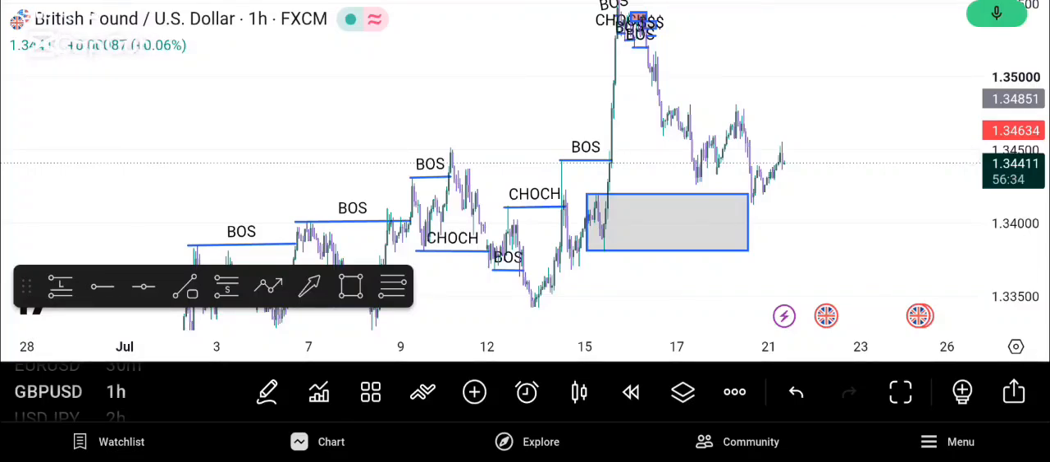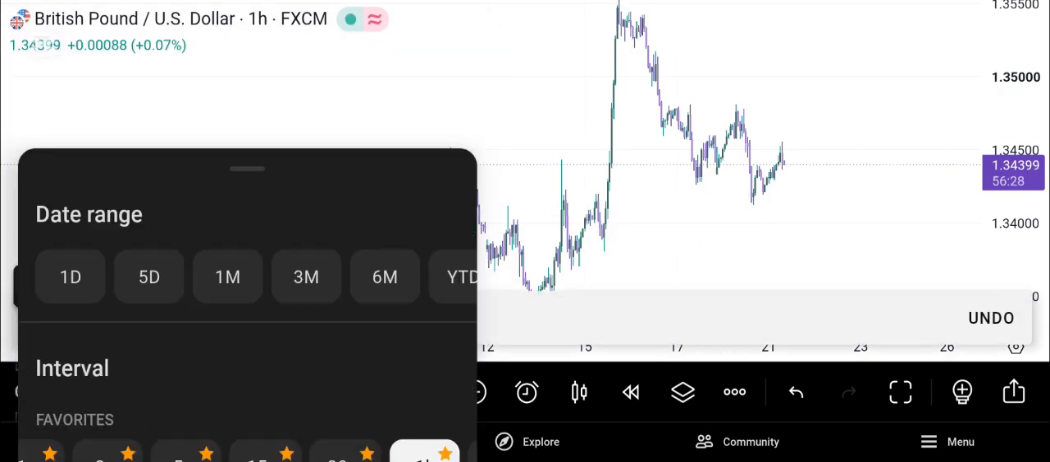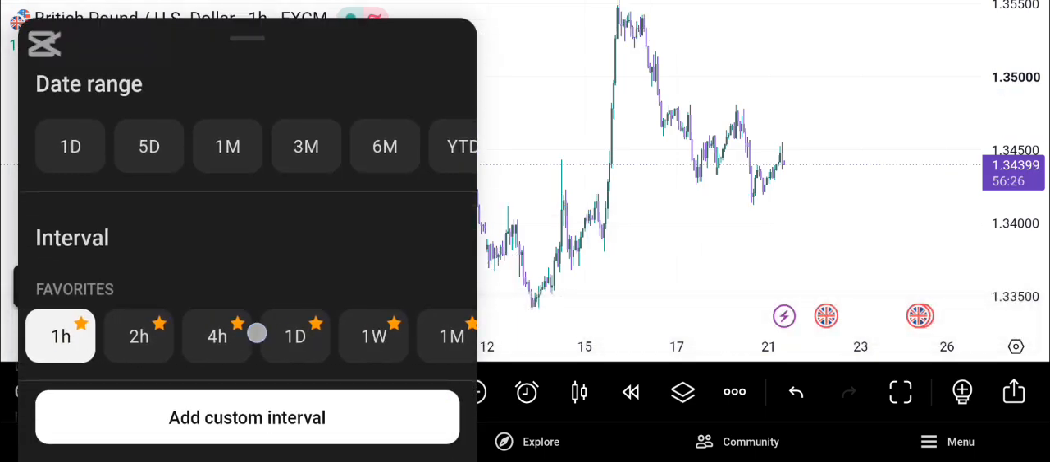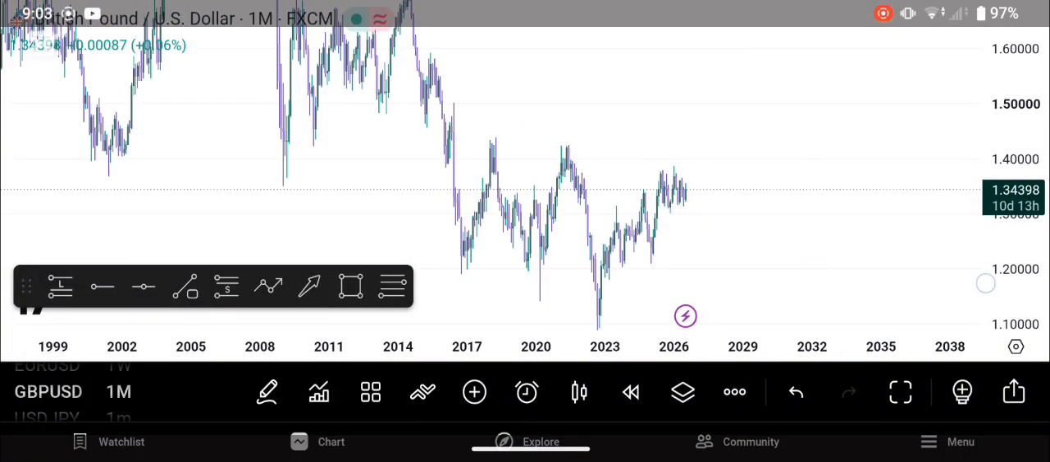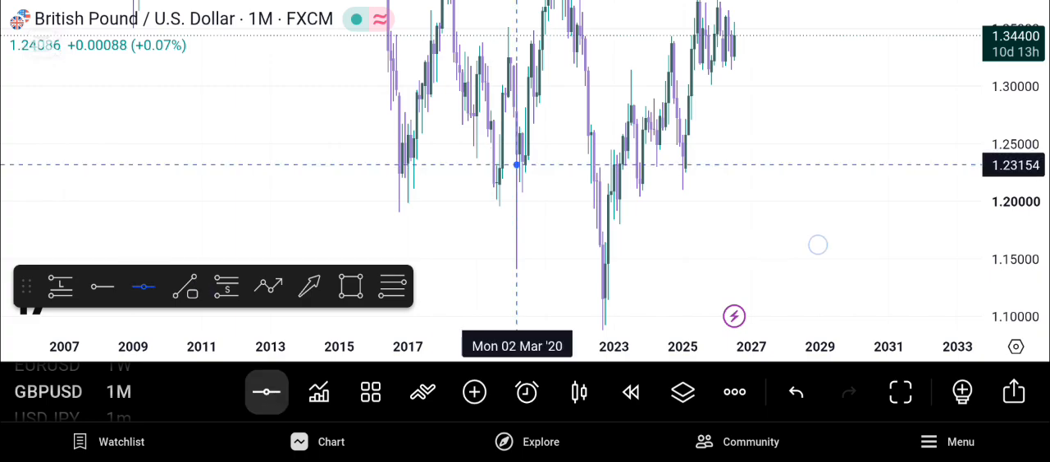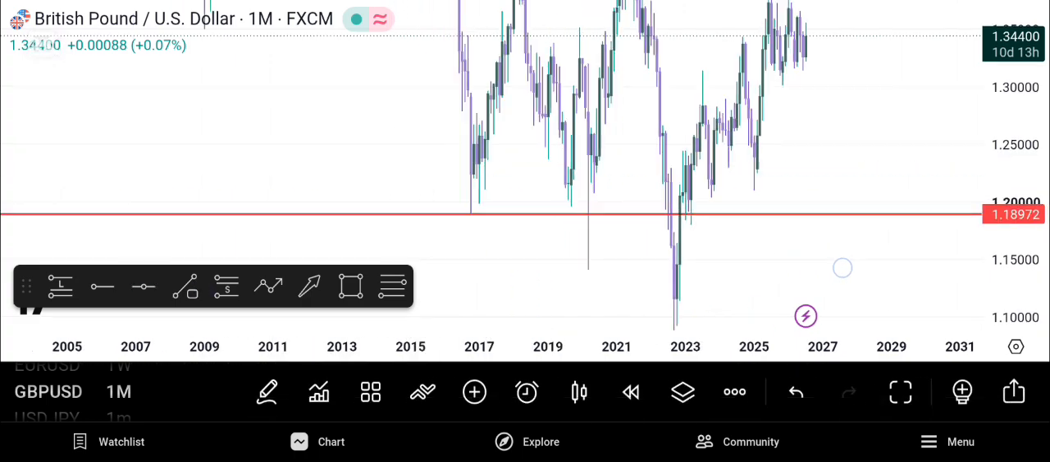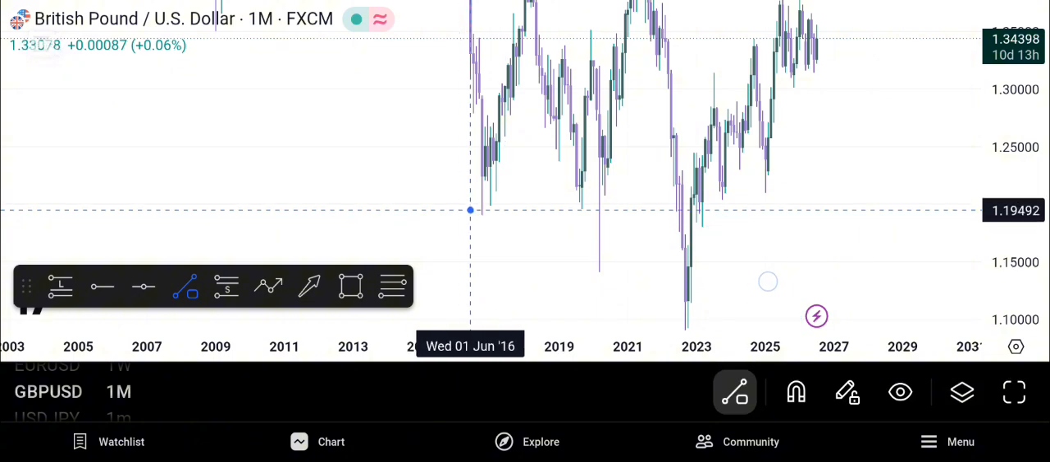So let's analyze GBPUSD. I'll be starting from a higher time frame, the monthly time frame. This chart was analyzed already, but I would like to do a complete new breakdown when I'm trading. You can see that from here, price reacted. Price gave us a break of structure right about here. Then price gave us another break of structure right about here.